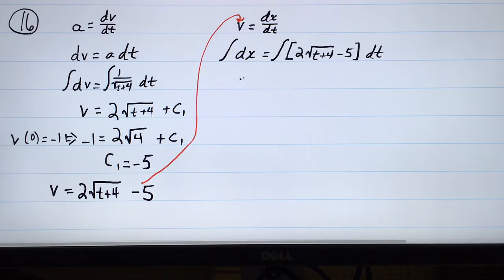Now we have the x is going to be equal to, now the antiderivative of 2 times the square root of t plus 4, that is going to end up at 4/3 of the quantity of t plus 4 to the 3/2. Next antiderivative term, we have -5t, and of course we have followed by the next constant, which we're going to determine on the basis that x naught is equal to 1.